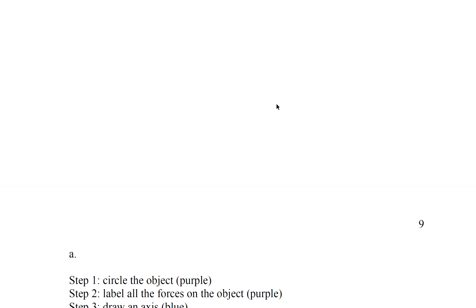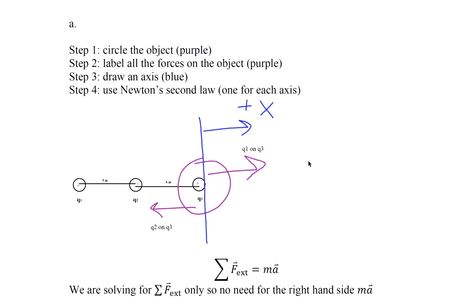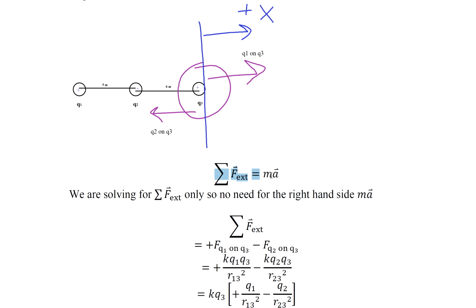So remember, circle the object, label the forces, put an X and Y axis, and use Newton's second law. So I circled Q3. I labeled the forces. Q1 pushes Q3 to the right, Q2 pulls Q3 to the left. And I drew an axis. I said positive X is to the right. X equals 0 is where Q3 is. Now I'm going to use Newton's second law to determine the net force. So there's only one dimension, a line, so we're only going to use it once. Sigma F sub X equals MA.